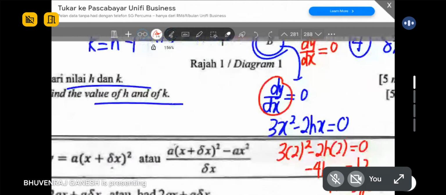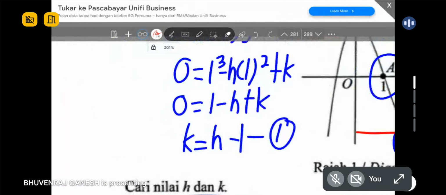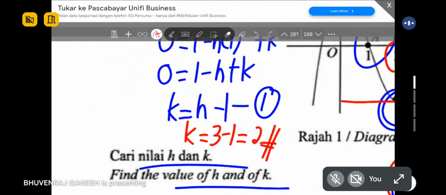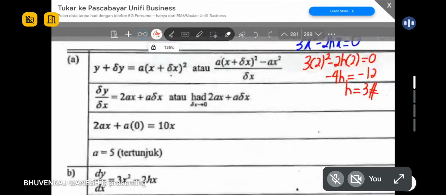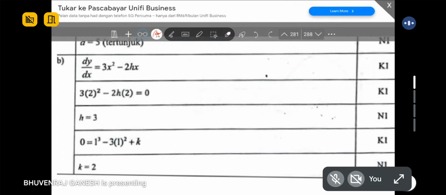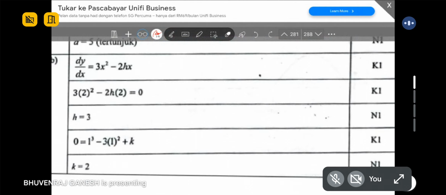Alright. So now, nilai h is 3 kan? So kamu ganti kat sini lah. 3 minus 1. So your answer for k is 2. Done. Itu saja. Simple right guys? Who say admaths very hard? Siapa kata admaths susah? Senang kan? h is 3, k is 2.